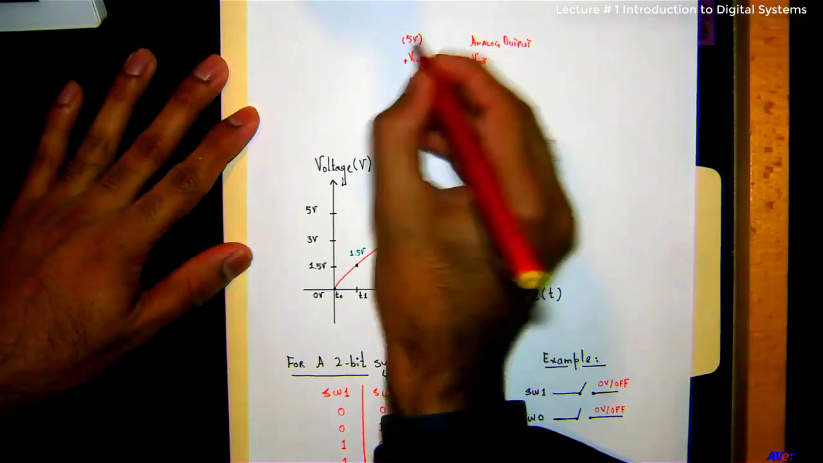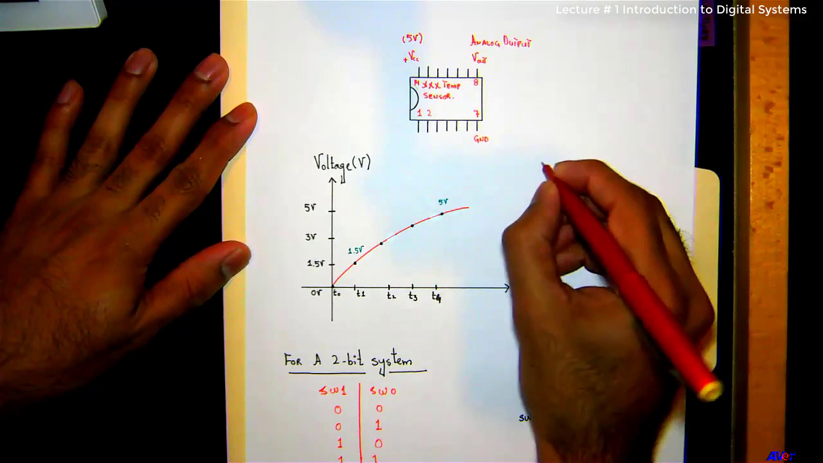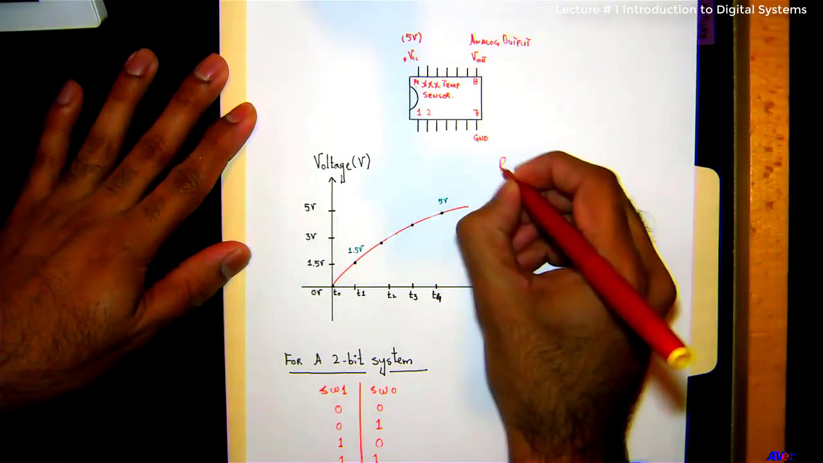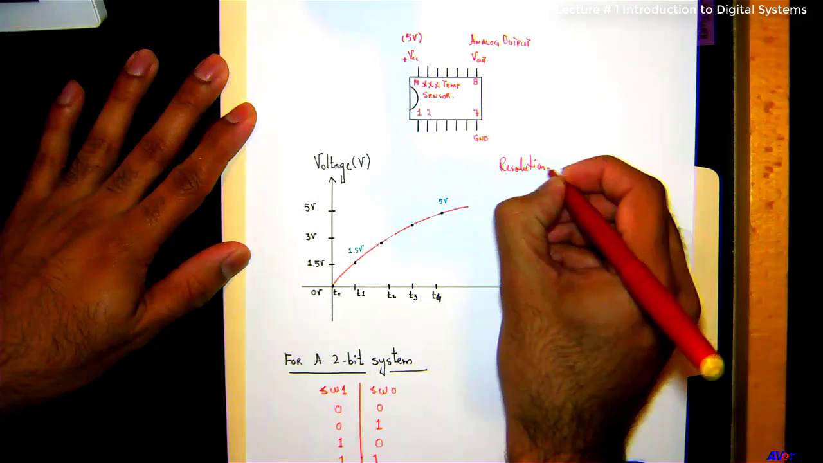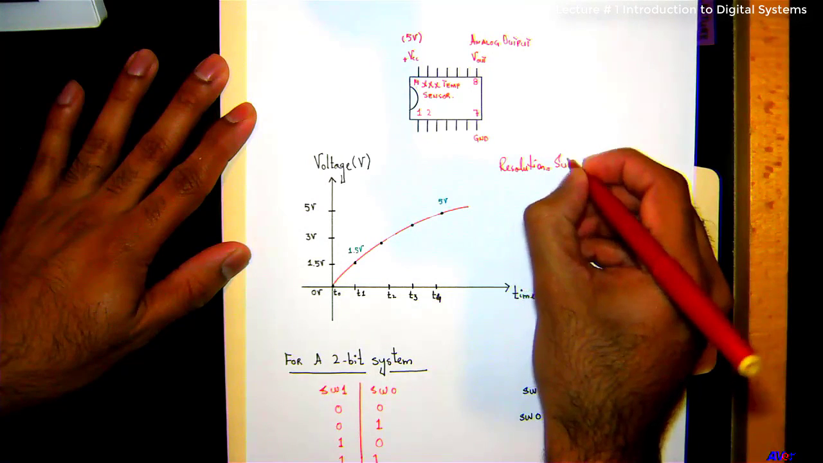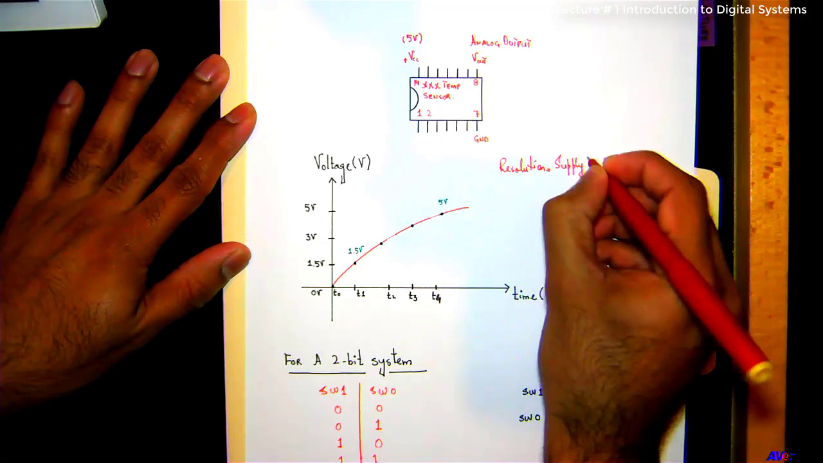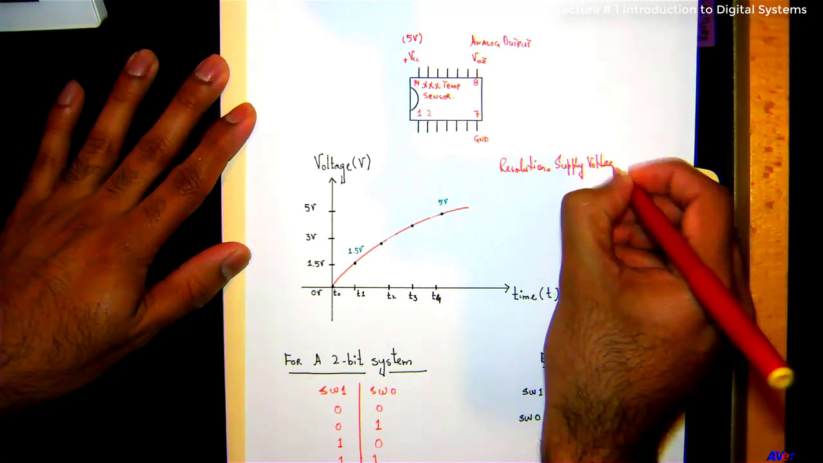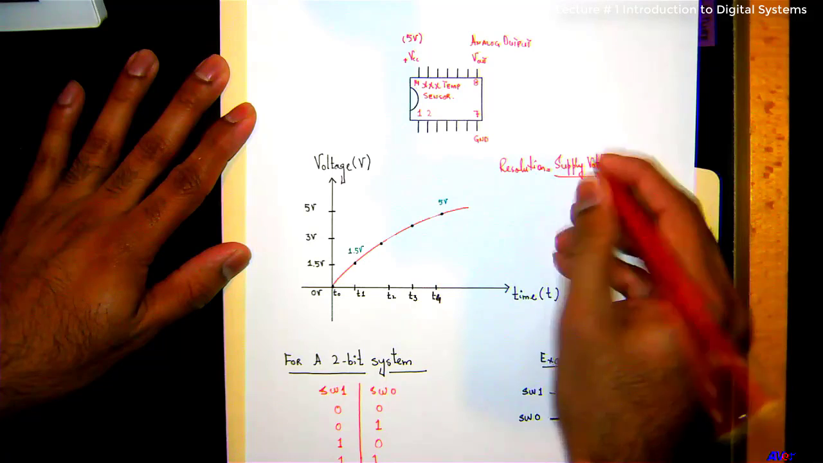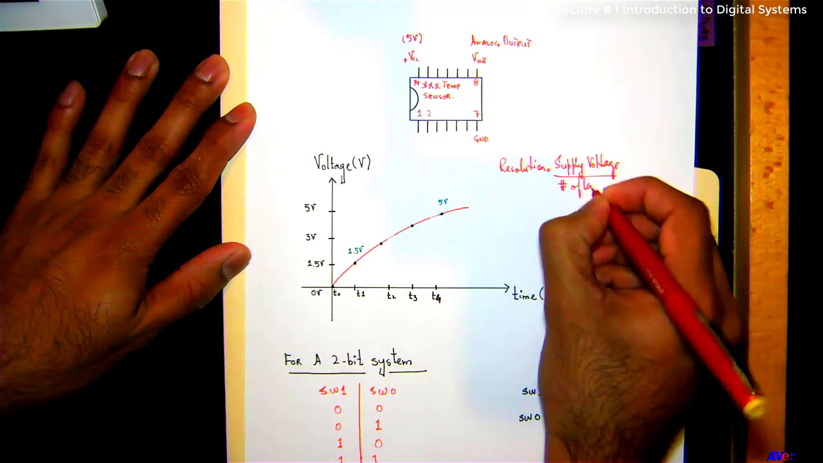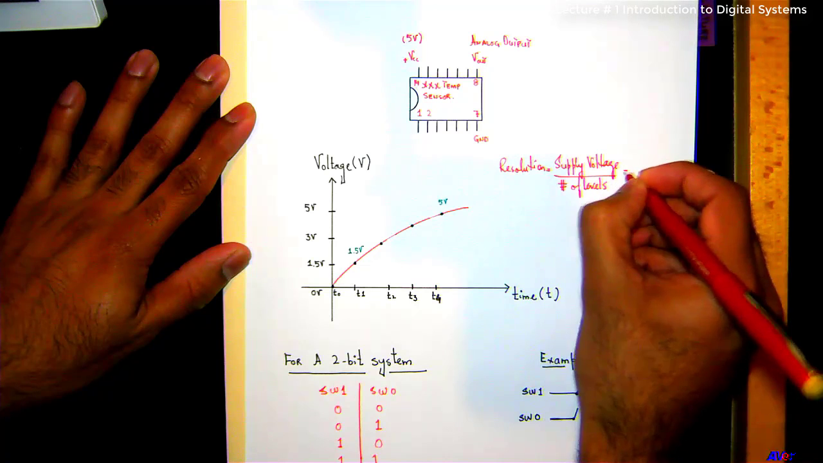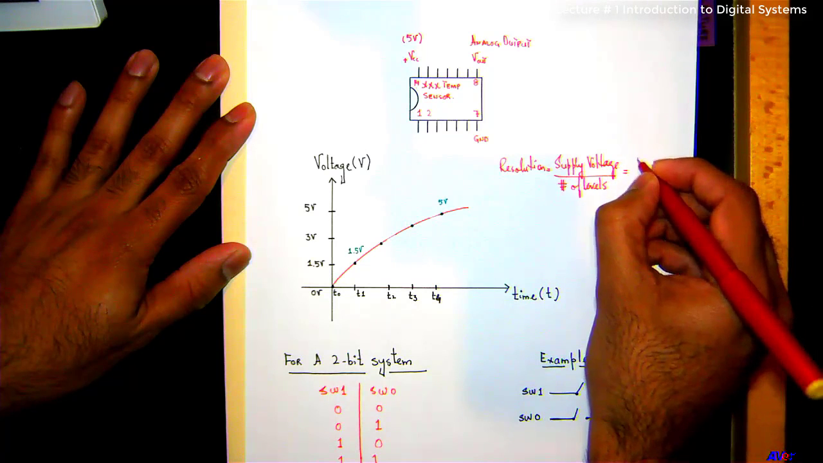Okay, so what would be the resolution for a 2-bit system, considering the supply voltage is 5 volt, which was over here? Okay, so resolution is actually a ratio of supply voltage over number of levels. The supply voltage here is 5 volt.